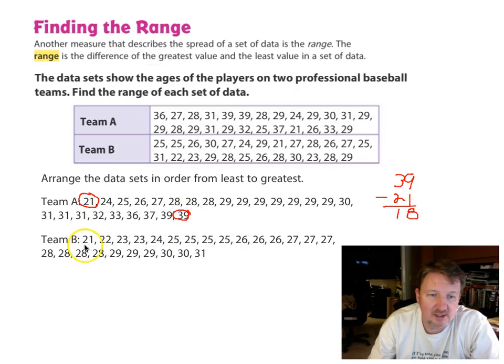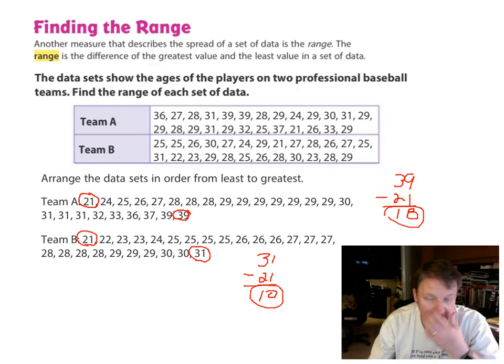What about Team B? I have still 21, and then I have 31 as my oldest. So I have 31 minus 21. 1 from 1 is 0. 2 from 3 is 10. So here I only have a 10-year spread versus Team A having an 18-year spread. So you can tell that Team B is a younger team, just based on the spread of the ages.